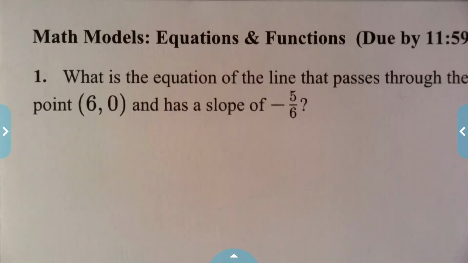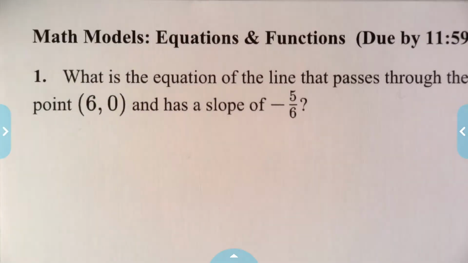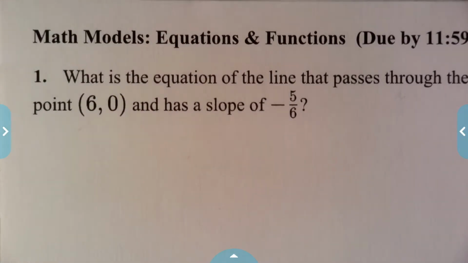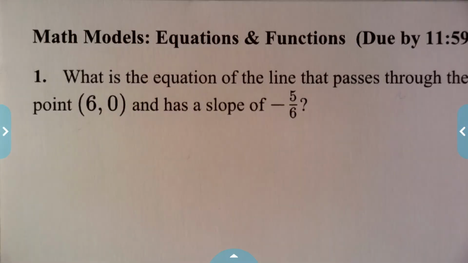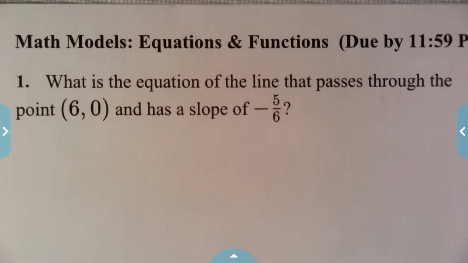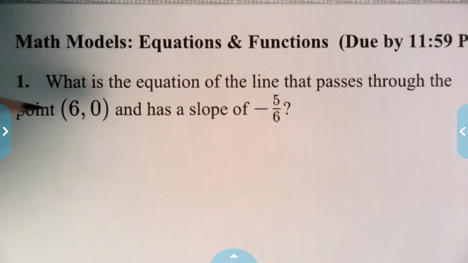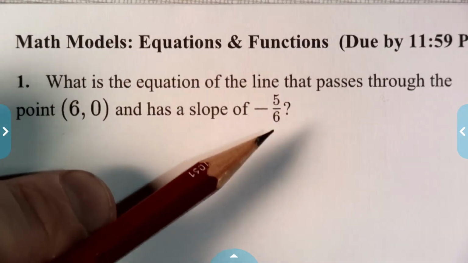All right, so here we are on the equations and functions assignment. And this is really kind of a review of functions and equations. So we'll get started here with number 1. What is the equation of the line that passes through the point 6, 0 and has a slope of -5/6?